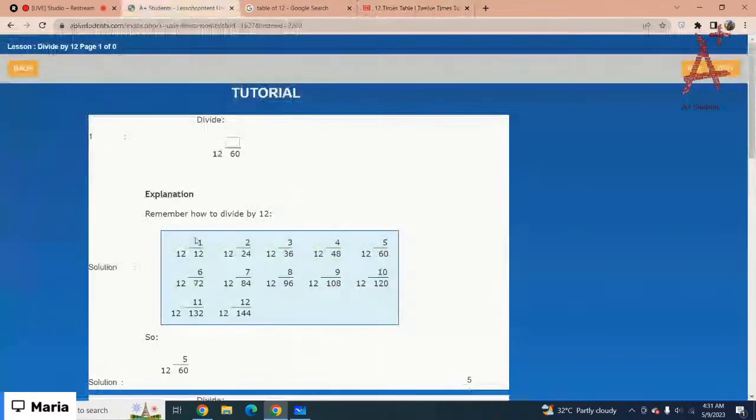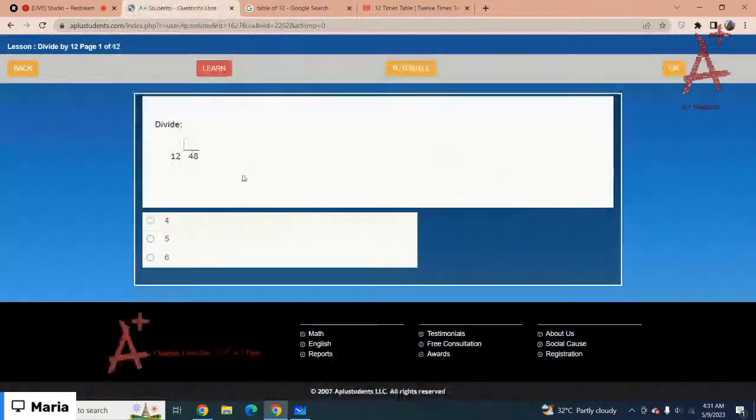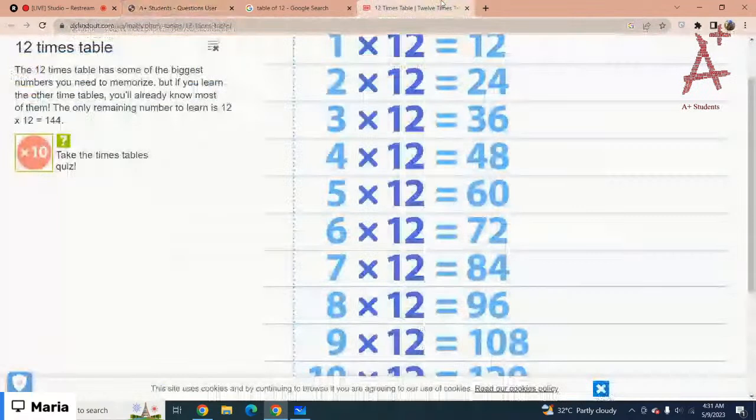Okay, let's just start with the test questions. Okay, you need to count the table of 12 until 48. Yes, you can note down. Be quick. Let me know when you are done. Yes, 12 times 4 is 48. So the correct option is 4.